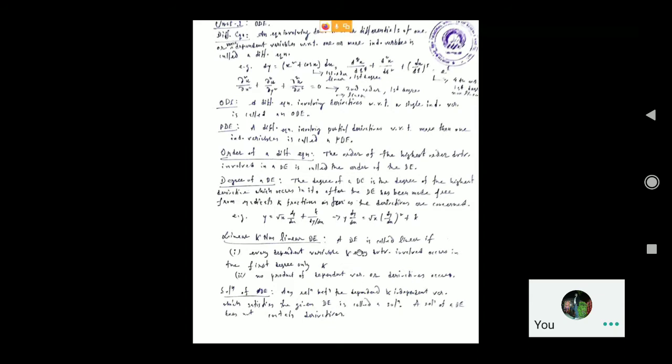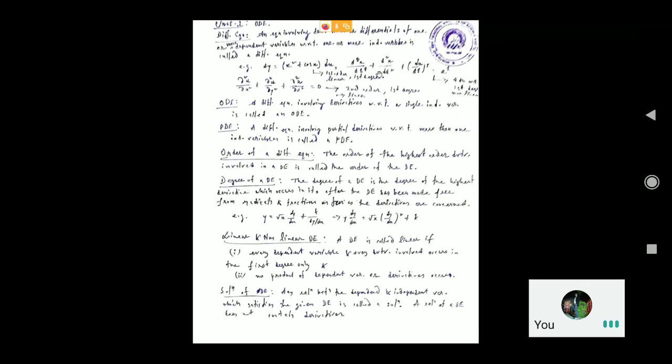Linear, sir, because degree one. Linear because degree 1 of what? Degree 1 does not always mean linear. You see what is written: a differential equation is called linear if every dependent variable and every derivative involved occurs in first degree only. The independent variable here is x.